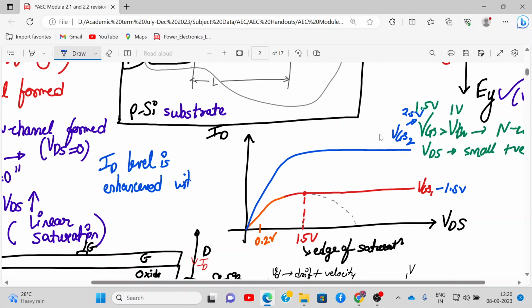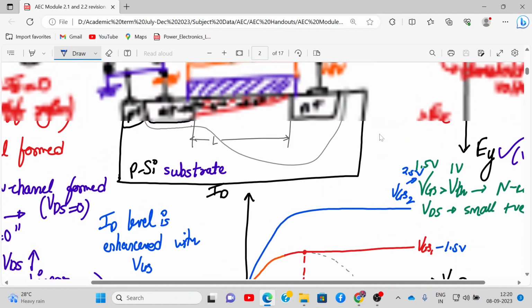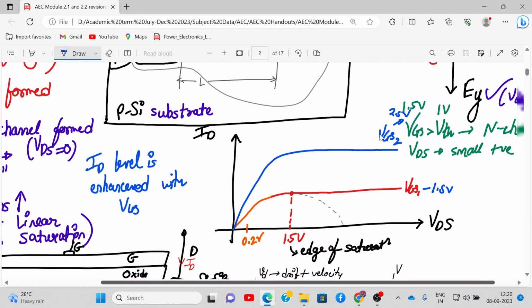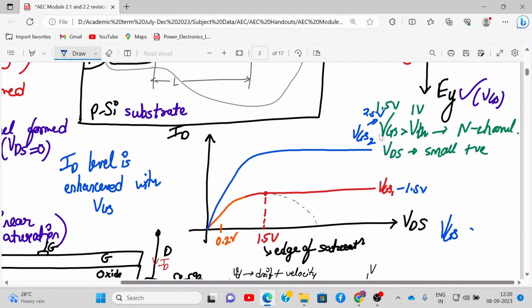With VGS, right? So if ID is enhanced, this is also called an enhancement type MOSFET. As you can see, the current characteristic is enhancing by increasing the value of VGS. So we can say your VGS controls ID. And what is my saturation point? See, this is at 2.5, right? So this might be 2.5 volt. It will reach at 2.5. VGS is 2.5, right? So its saturation point might be here.